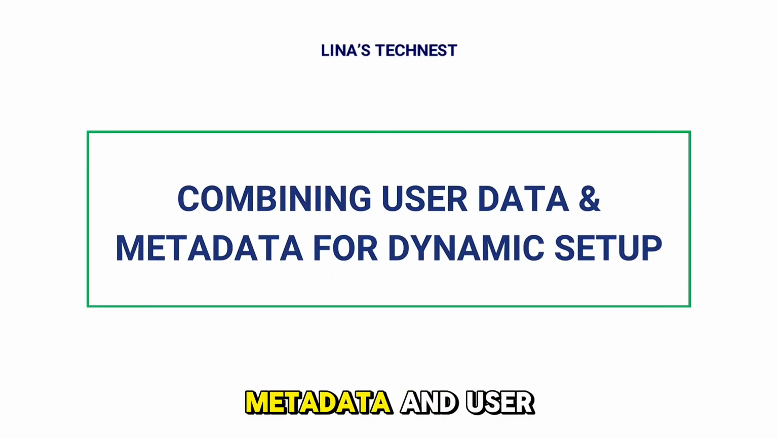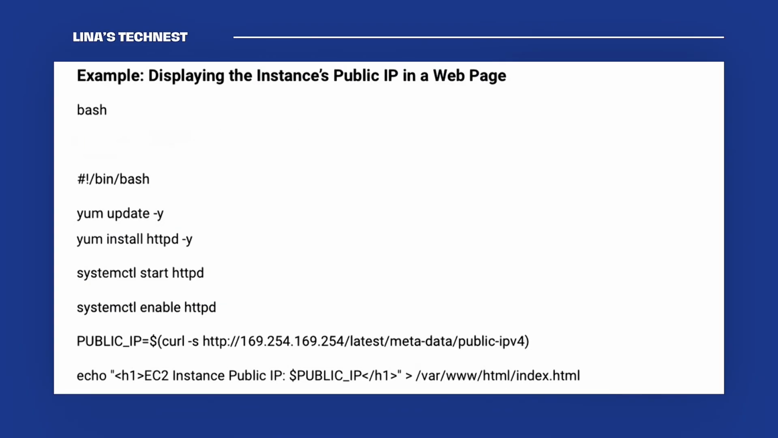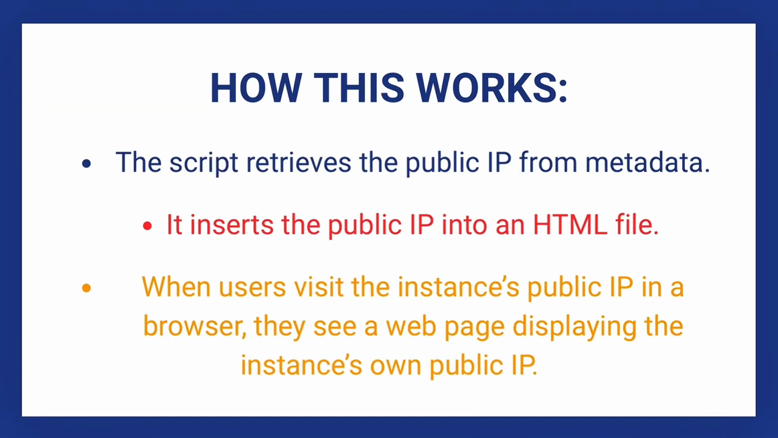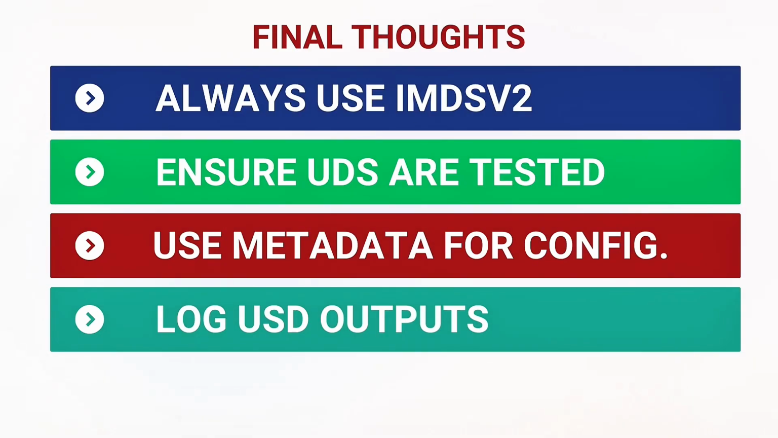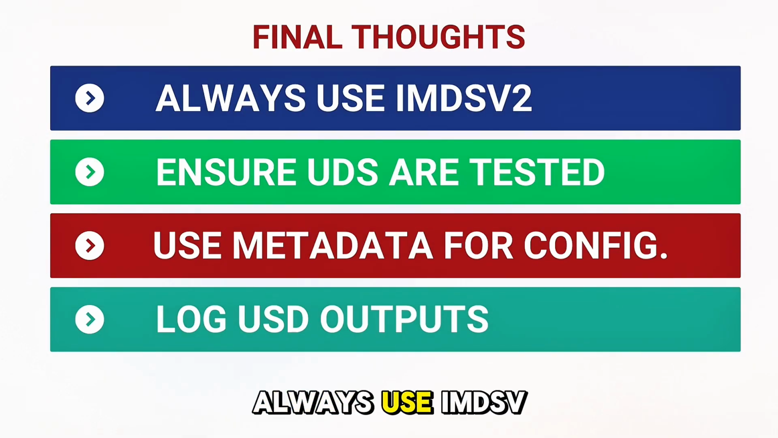We can also combine metadata and user data to create a dynamic setup. For example, displaying the instance's public IP in a web page, like what is displayed on the screen now. This script retrieves the IP address from the metadata and inserts the public IP into an HTML file. When users visit the instance's public IP in the browser, they see a web page displaying the instance's own public IP. So a little advice here: always use IMDSv2 for better security.